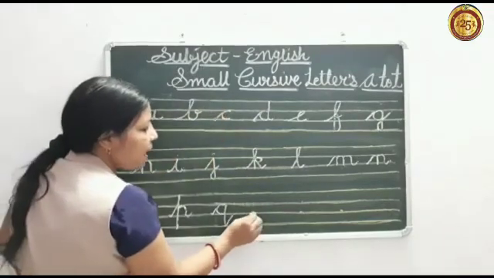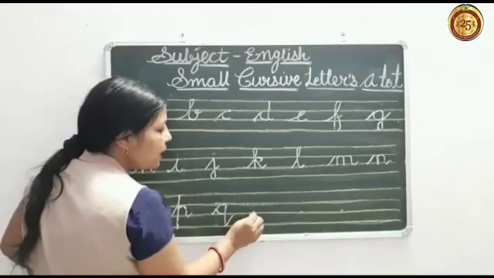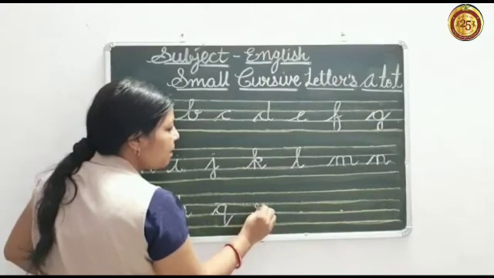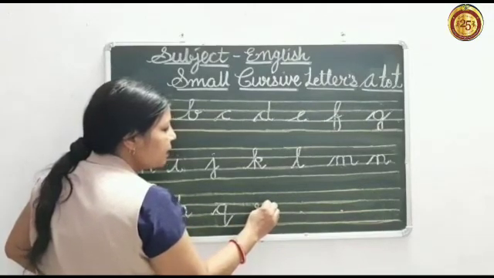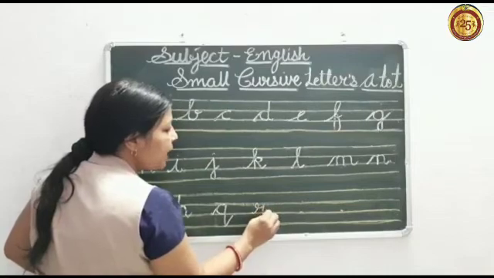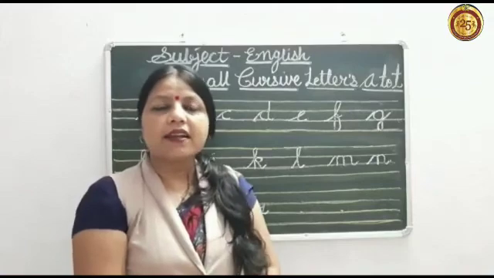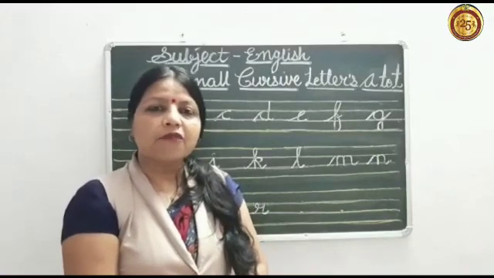We will write here R. Put your pencil here on second blue line. Take it upward, touch the first blue line, make a small circle, go up and touch the first blue line, come down, touch the second blue line and we will turn it like this. This is a small cursive letter R. R for rose, R for red.